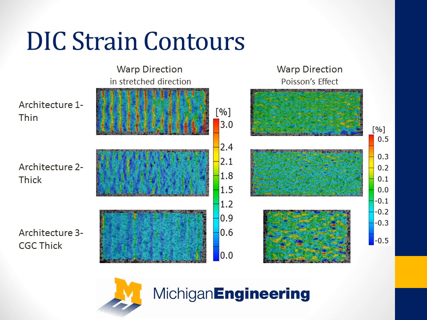DIC strain contours. Now, these images were captured by taking many pictures from the MTS tension test and running them through software called Aramis. The DIC can then tell you what the strain fields are.